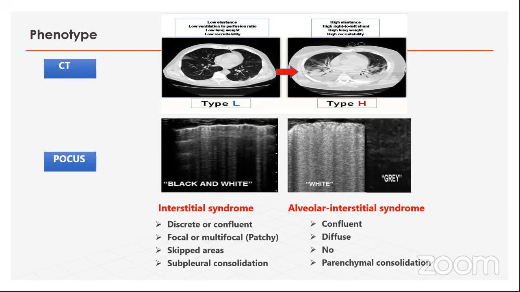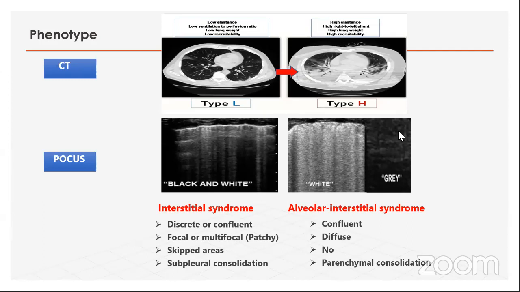On the type L, usually there is interstitial syndrome, and it is worsening on type H with alveolar interstitial syndrome. So when we do ultrasound at this stage, we may get more idea, also supporting the CT scan if done, on what kind of lung injury. In the interstitial syndrome, the alveoli are still not involved, so mainly you will find the B lines here. B lines are usually discrete, or confluent, but focal or multifocal.